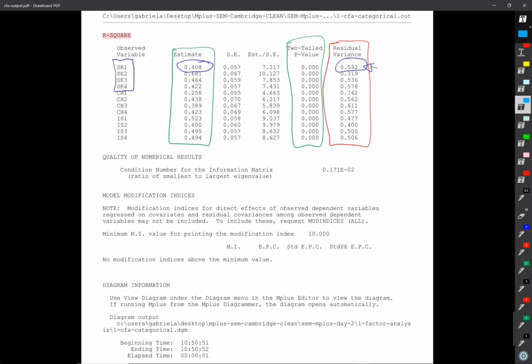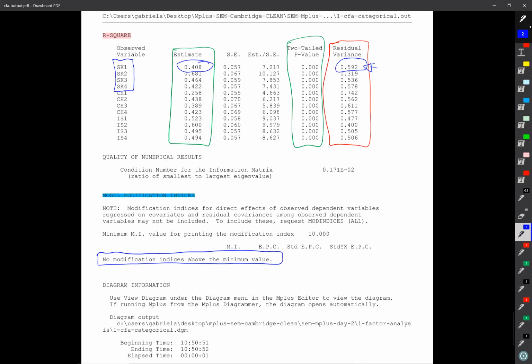Alright, so we've reached the end of the output, and the last bit of information we get here are the model modification indices that we requested, but we notice here that there are no modification indices above the minimum value. Quite often, when you get model modification indices here, they would refer to correlating residual variances of multiple of your items. We will also get to do some of that when we do a full structural equation model. But for now, this is it.